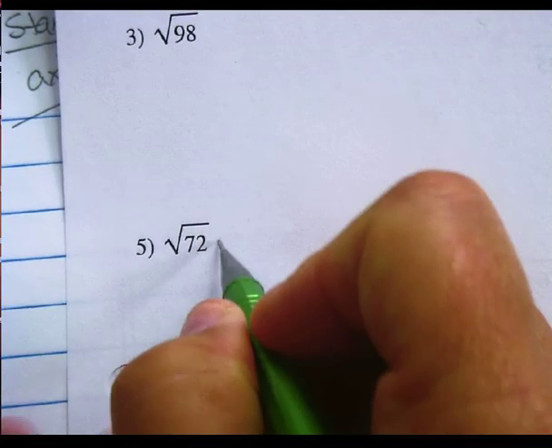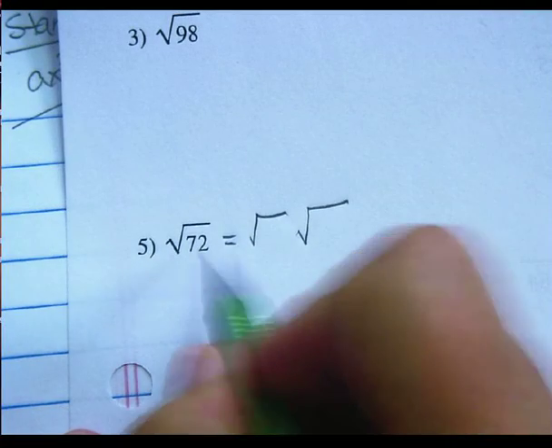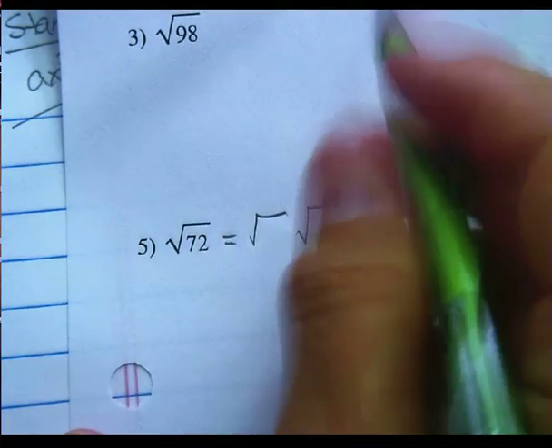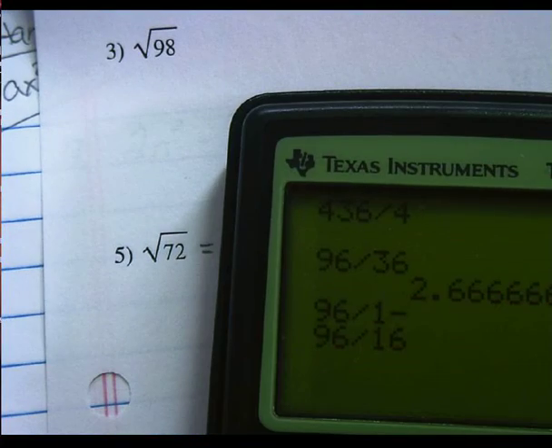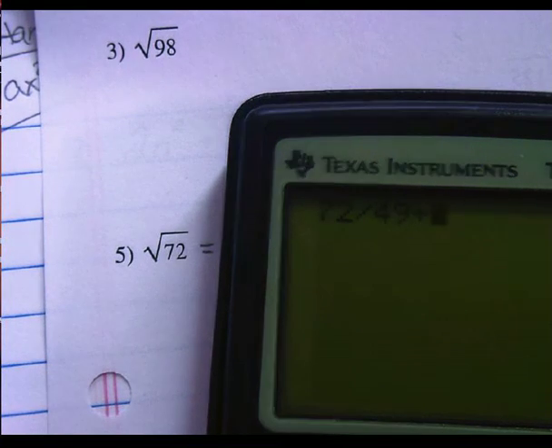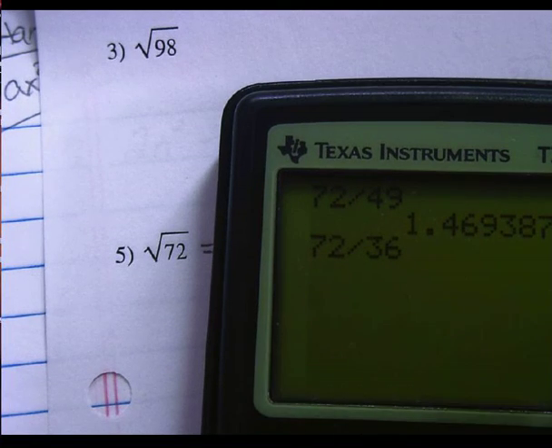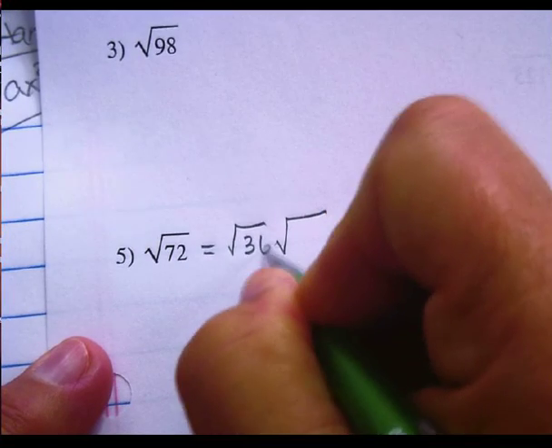72 would be an example as well. So I need to have two factors that would simplify. One of those factors has to be a perfect square. And if I don't know what it is, I'm going to start with the largest one that would make sense to me. So 72, let's see, 49, does that go into it evenly? It does not. So I would try the next one, 36. So 36 and 2, I can see that goes in evenly. So I would put 36 here and 2 here.